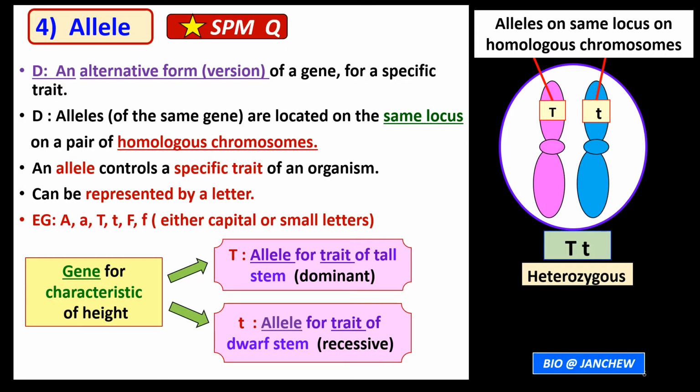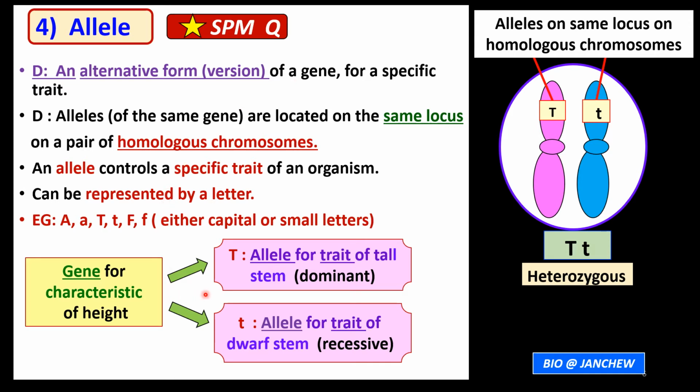The next important term that we have to remember is allele, which is a common question in SPM, right? So an allele is defined as an alternative form or version of a gene that controls a specific trait, right? So the alleles are all the possible forms of a particular gene. Let's look at this diagram below.